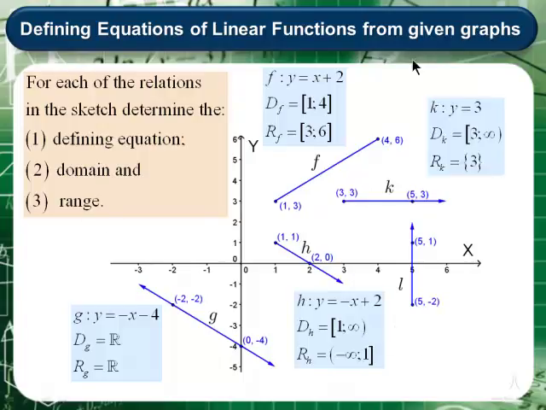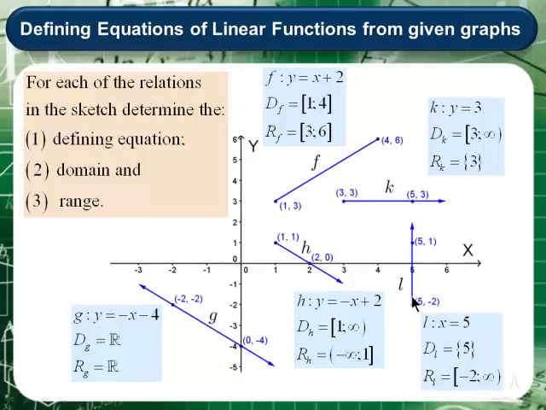In the next example, K being a straight line, in this case a ray parallel to the x-axis, the defining equation is y equals 3, because you can see y is always equal to 3. The domain is from 3, including the 3, to infinity, while the range is only one particular value, namely 3, because all points on this ray will have a y component of 3.